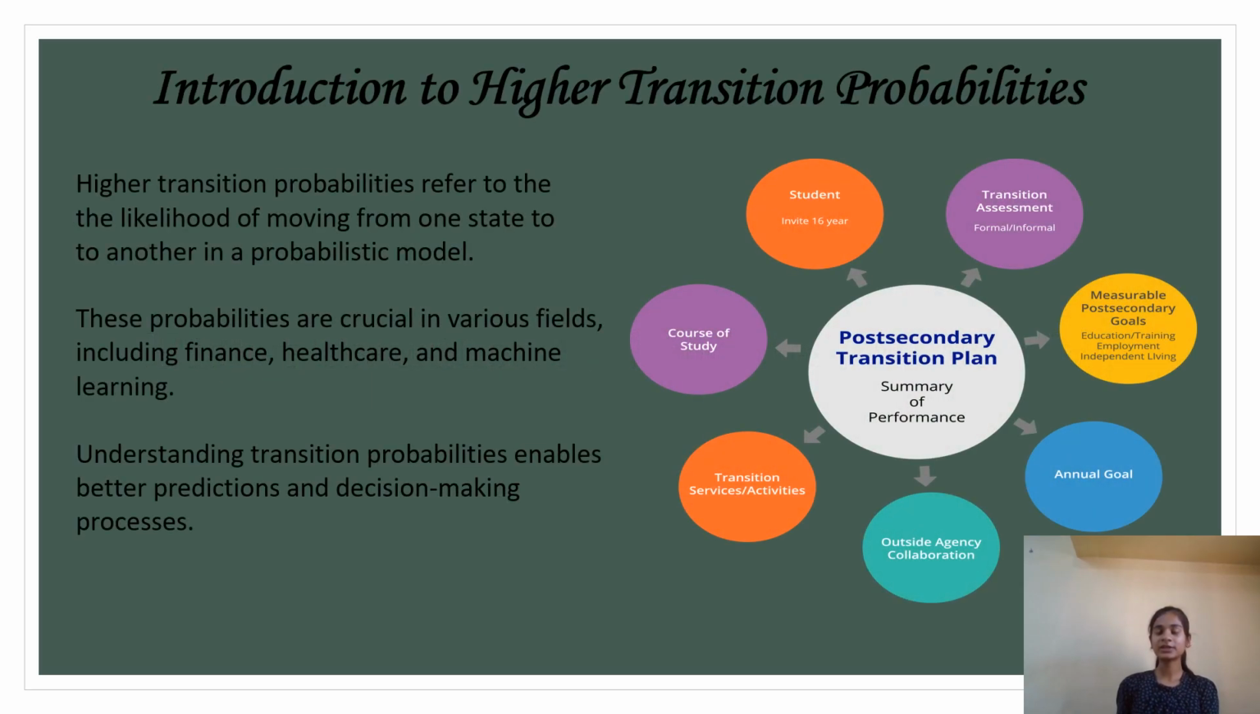Before going to the topic, let me give a small introduction to higher transition probabilities. Higher transition probabilities refer to the likelihood of moving from one state to another in a probabilistic model. These probabilities are crucial in various fields, including finance, healthcare, and machine learning. Understanding transition probabilities enables better prediction and decision making.